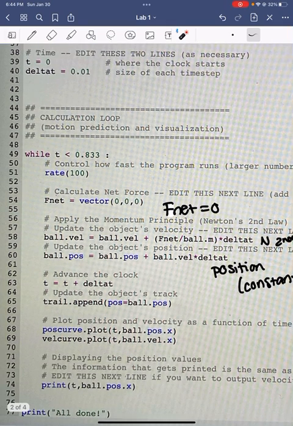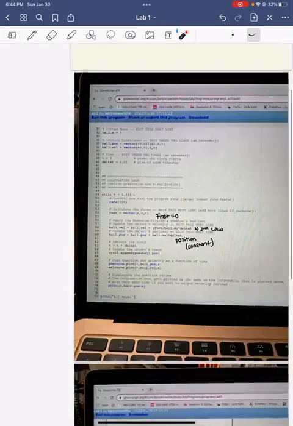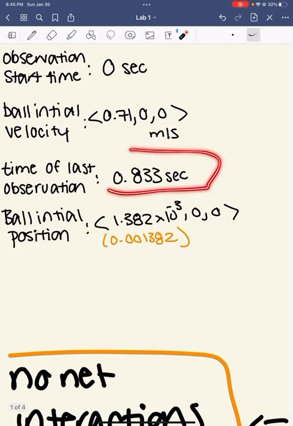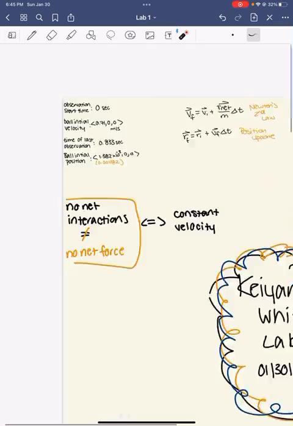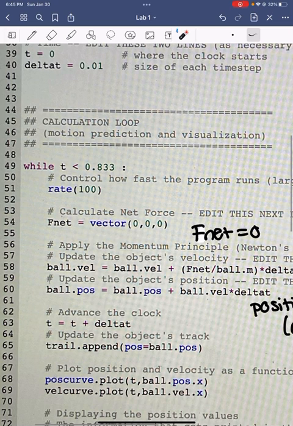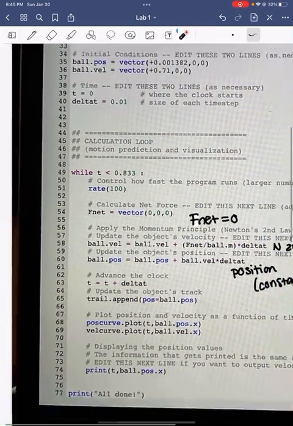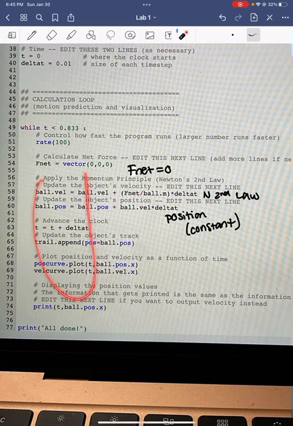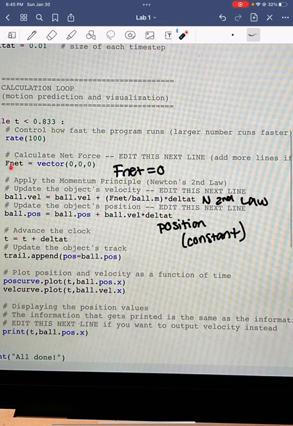And since we need to change this t, because my last observed timestamp was 0.833, as long as t, which is time, is less than 0.833, the program will run and calculate over and over again, plotting the values on the graph. We have to change this, stating that the net force is 0. This is F net equals 0.